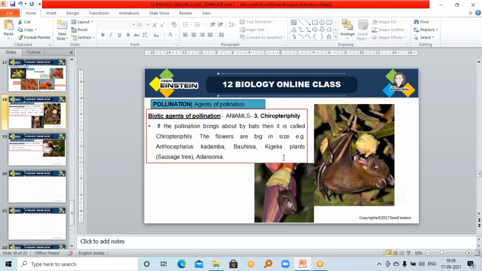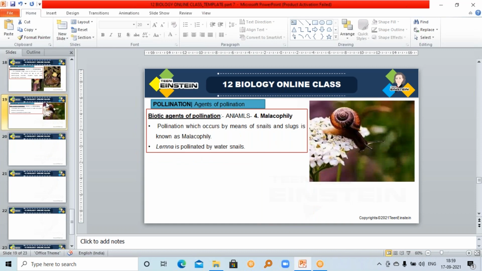And Bauhinia. In all these plants, and mainly you can see in guava plants, banana plants and all. In banana, you can see here how it is getting pollinated. This is a bat. With the help of bat, the pollination is taking place. And in guava also, bats are helping for pollination. Clear?